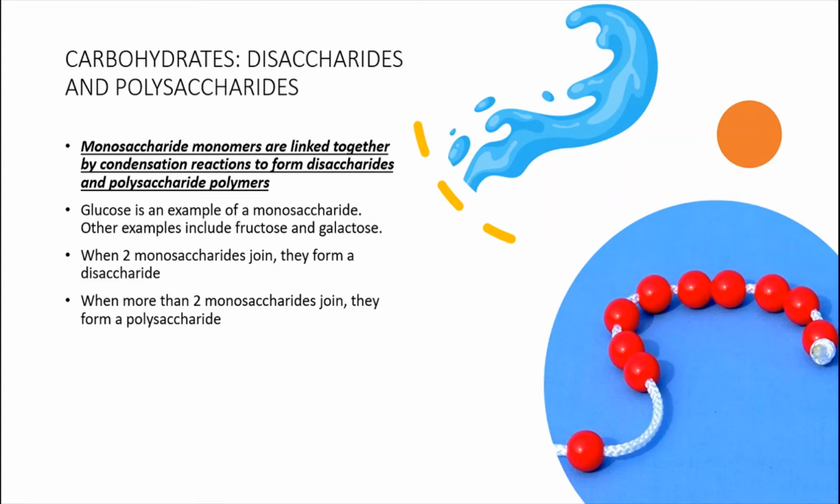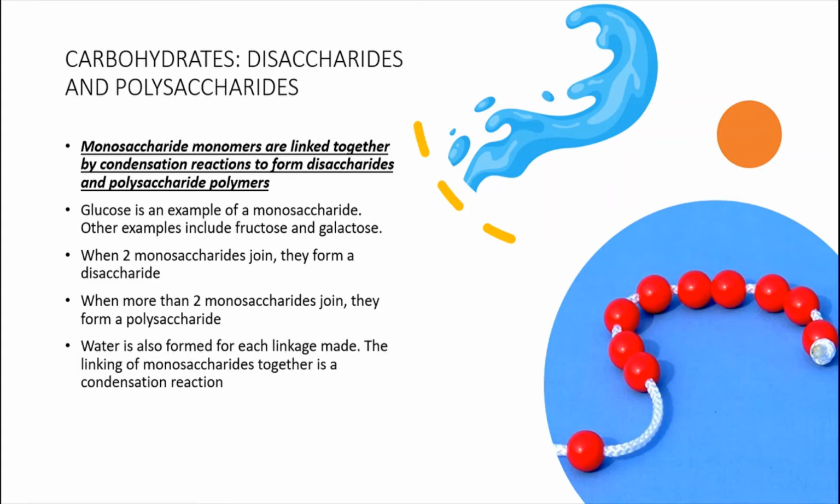So where 2 monosaccharides join, we form a disaccharide, whereas if more than 2 monosaccharides join, they form a polysaccharide. For each linkage made, water is produced. So the linking of monosaccharides together is referred to as a condensation reaction, because condensation reactions are reactions where water is produced.